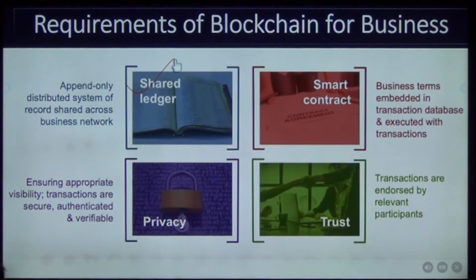There is a shared ledger across the business network. There are many nodes, and every node has a copy of the ledger. And there may be multiple ledgers, so this is a difference. In a network, as we saw, there may be multiple channels, and every channel may have a different ledger. And a smart contract is the business terms embedded in the transactions database and executed with the transaction.